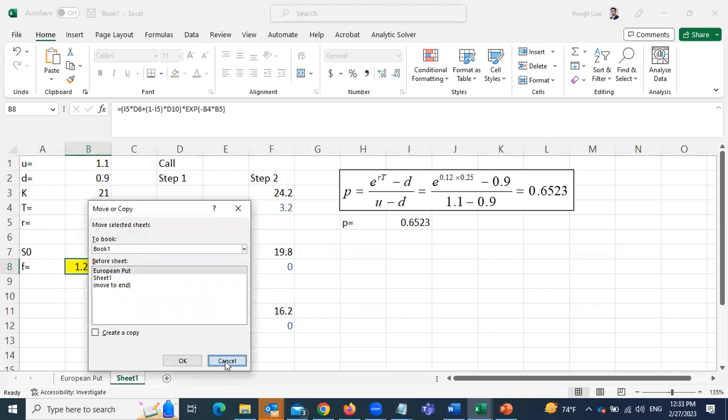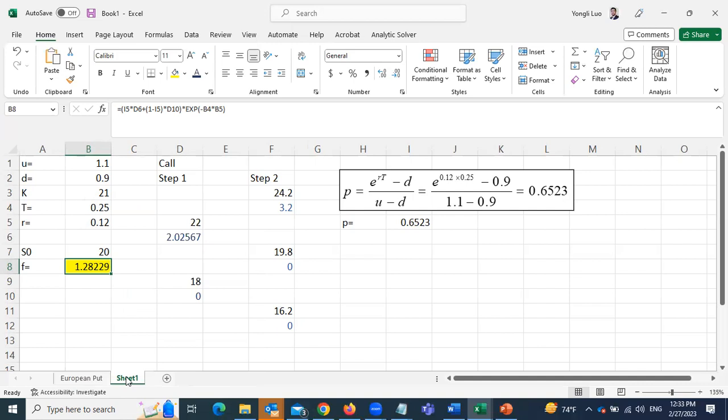Okay, so I'm going to name that as call option. Okay, rename that as call option. Now we calculate the European put option. Okay, the put option is going to be here, it's going to be the price.